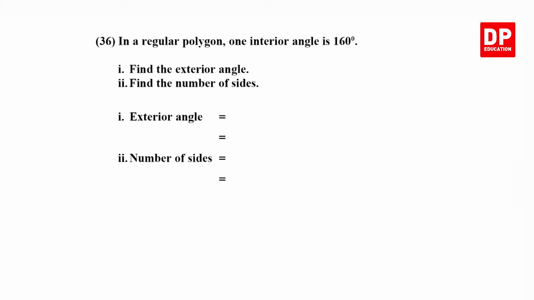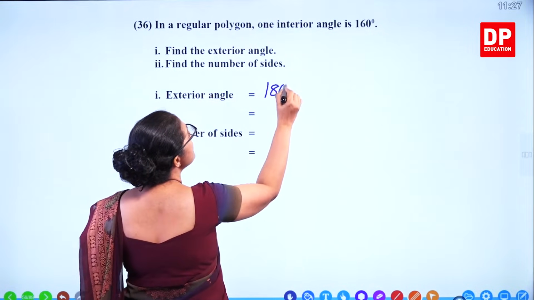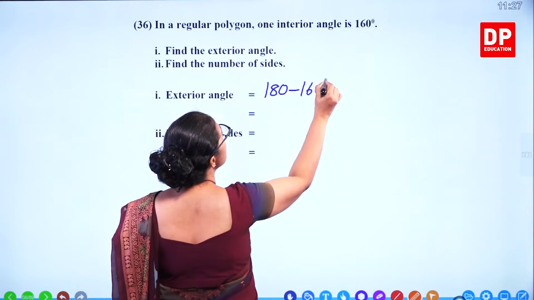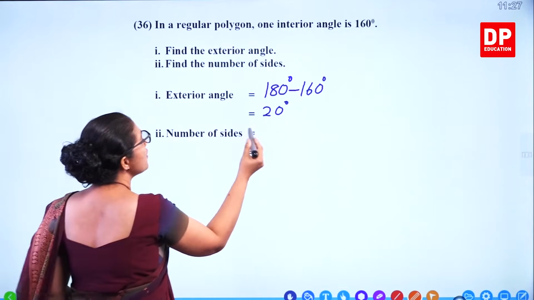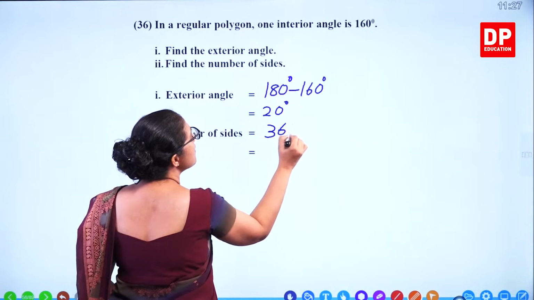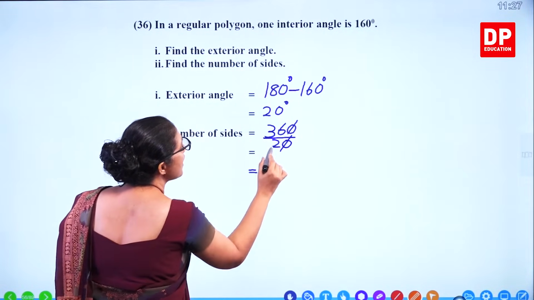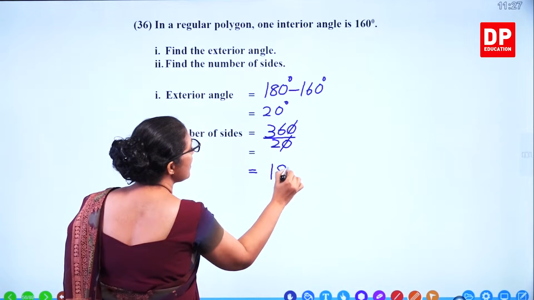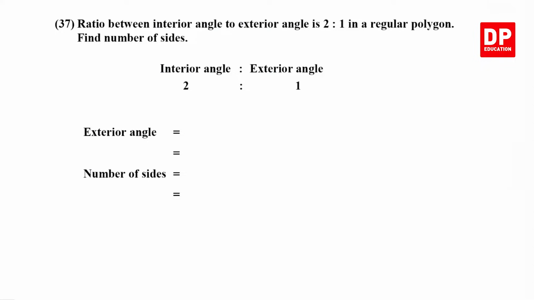In a regular polygon, one interior angle is 160 now. So what's the exterior angle? 180 minus 160. That's 20 degrees. So you can easily find out the number of sides by 360 divided by 20. You get 18 sides are there.